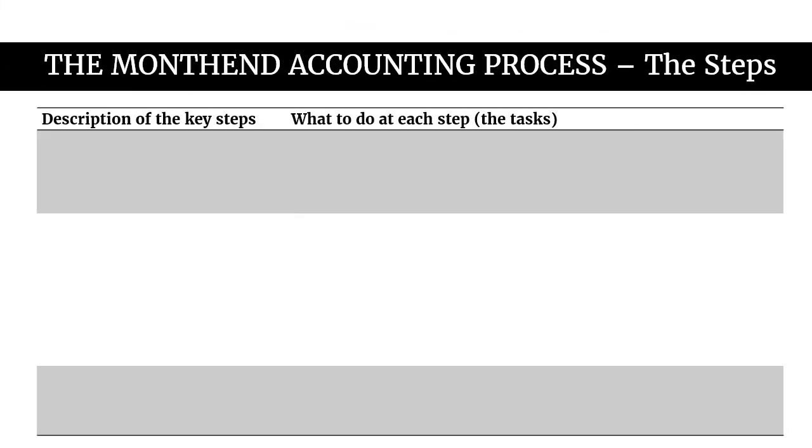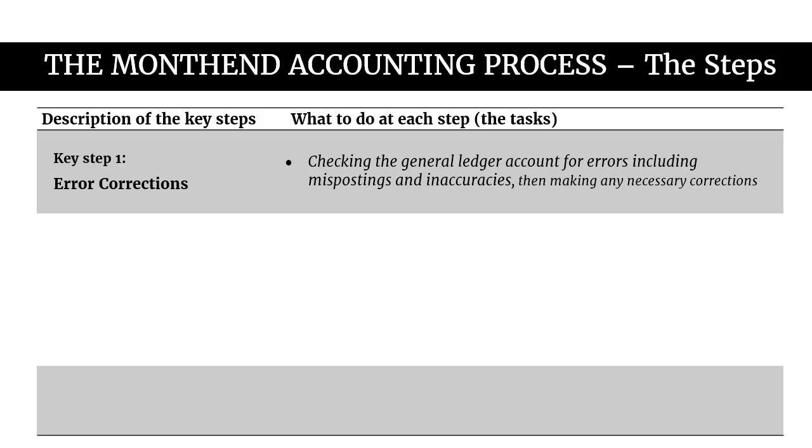Let's now have a look at the month-end accounting process, and in particular, we'll look at the key steps. And the first key step is doing error corrections. At this step, you basically check the general ledger accounts for errors, including mispostings and inaccuracies, and then make the necessary corrections. In the second step, you do adjustments and reconciliations.